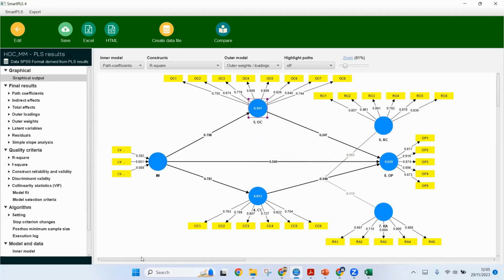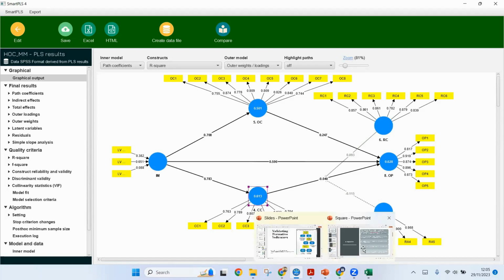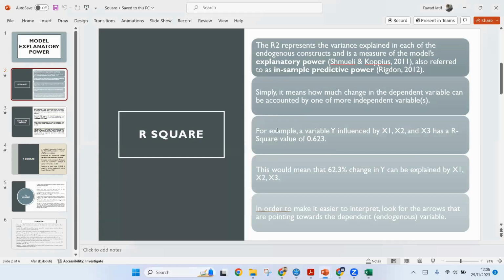So 50.1% change in the context of this study in organizational commitment is being explained by internal marketing. 61.3% change in the context of this study in collaborative culture is being explained by IM. Now, how good is it? Let's take the same example: 62.3% change in a variable is being explained by X1, X2, X3. You have to look for the arrows that are pointing towards a variable. Those arrows are actually explaining the variance in that particular variable.